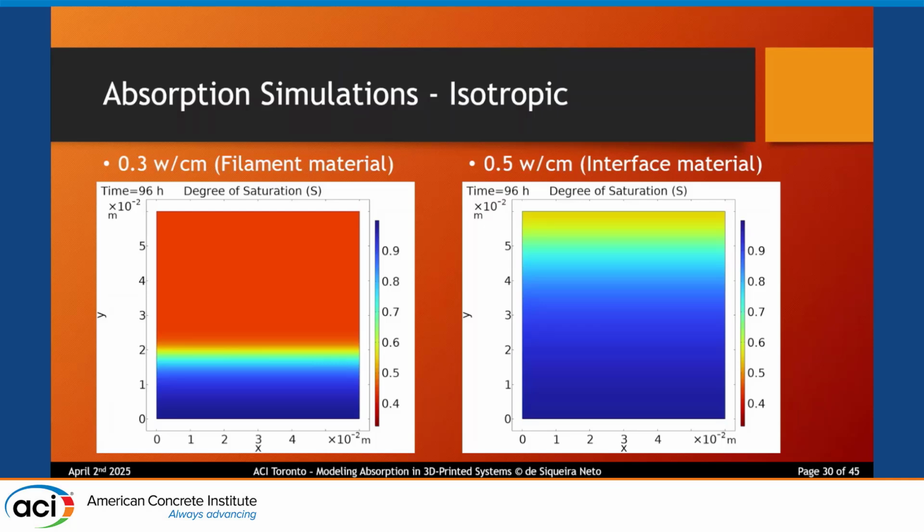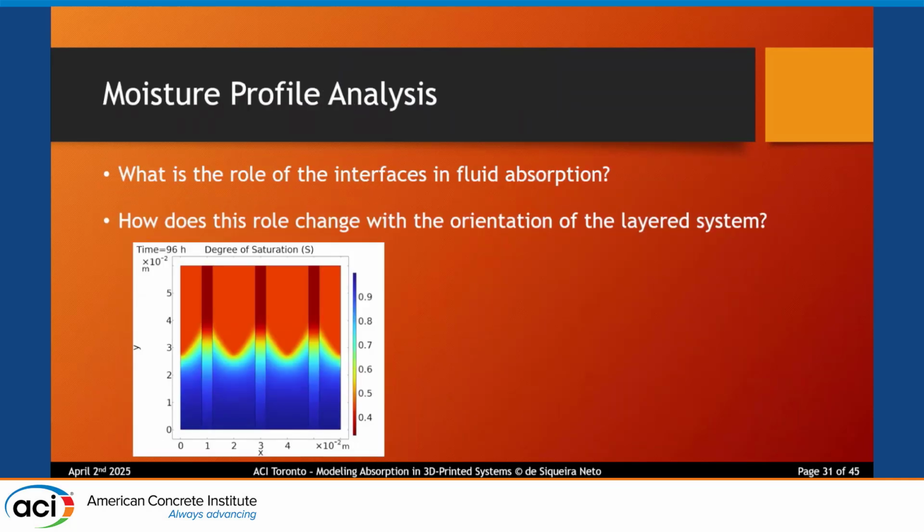And with all the simulation data in hand, let's proceed with the analysis to really clarify what is happening in the layered systems. And the goal of our analysis is to answer these two questions. What is the role of the interfaces in fluid absorption, and how does this role change, or whether it changes, with the orientation of the layered system?